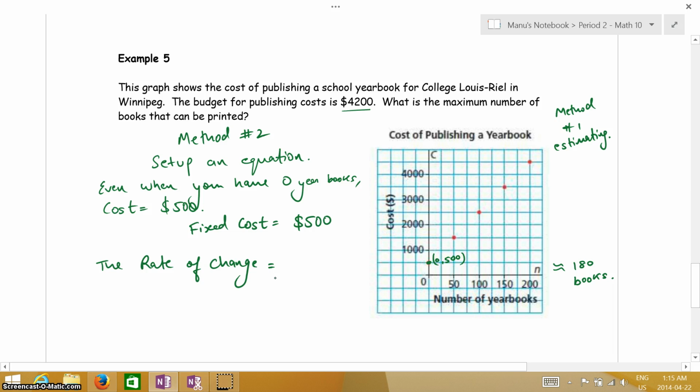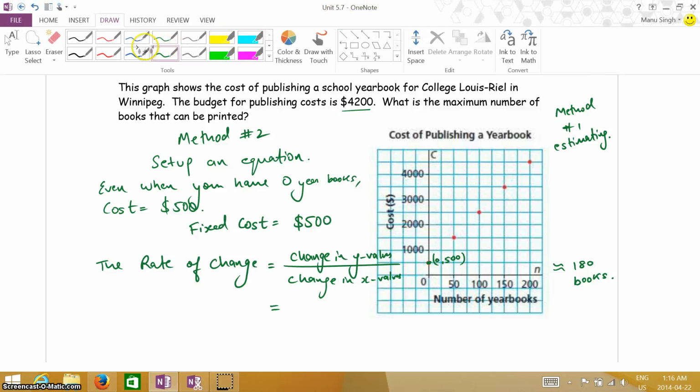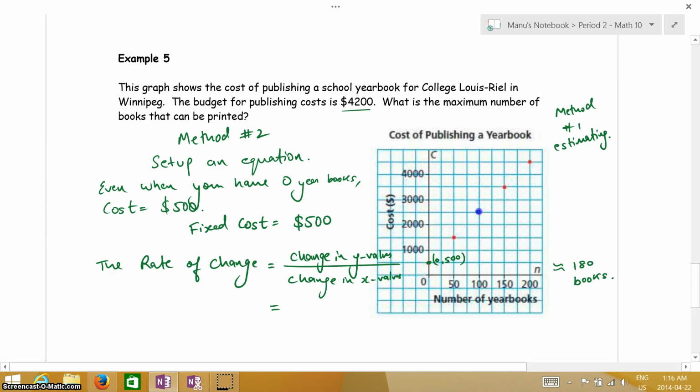Again, if you remember what the rate of change is, rate of change represents change in y values divided by change in x values. So I want to figure out what the rate of change of this graph is. How many books cost how many dollars? So I'll pick any 2 points. Let's say I pick these 2 points this time, this one and this one.